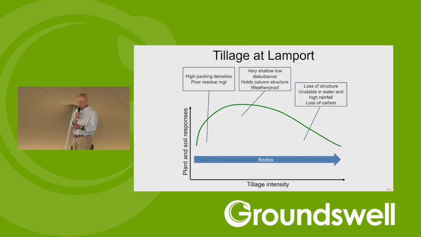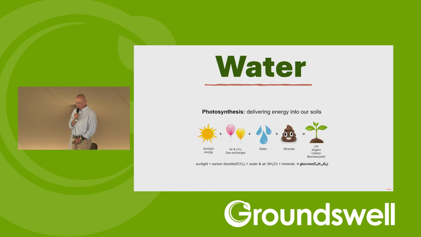So this is where we've looked at intensive tillage. We've removed every bit of intensive tillage, any bit of deep tillage, but by going zero tillage, we run into, in dry springs, this calcite layer, this high packing density. So very shallow, low disturbance seems to optimize it for us. We don't lose the carbon out of the system, and we've taken an awful lot of costs out of our production system. So what about water?